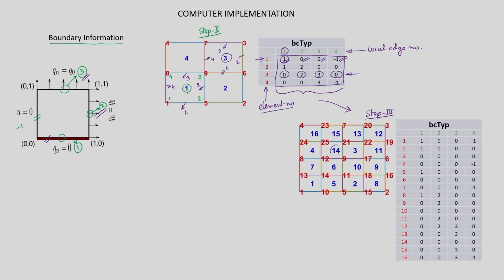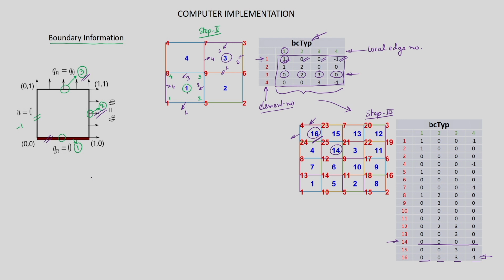If you look at element 14, all the edges are internal edges. Whereas for element 16, the first two edges are internal edges, the third coincides with Neumann boundary 3 and the fourth coincides with the Dirichlet boundary. So this is 0 0 3 and -1. That is how this matrix has been constructed and is stored in BC type. So this defines the type of the boundary condition.